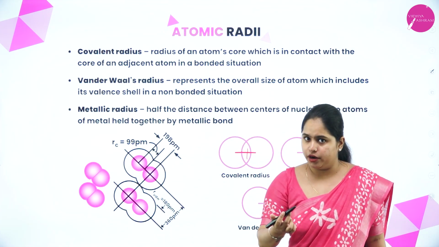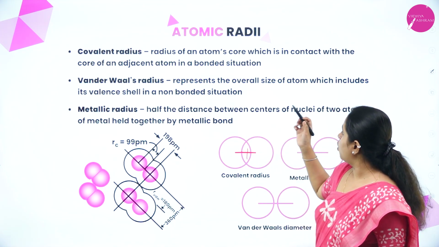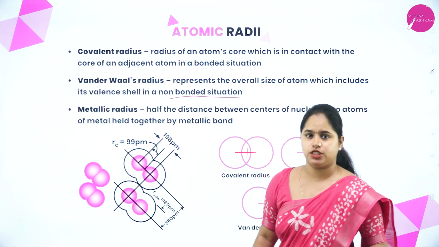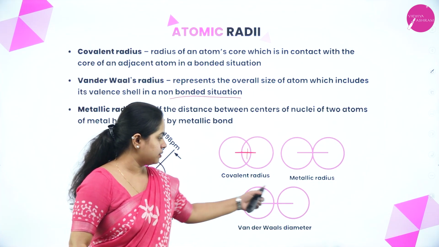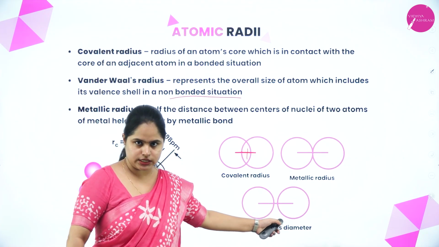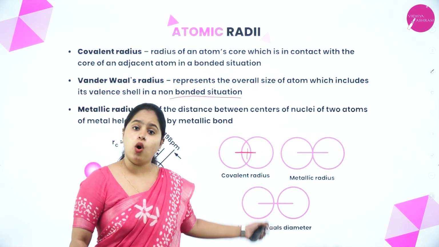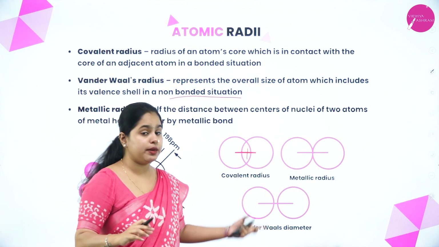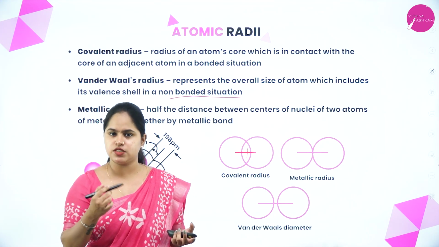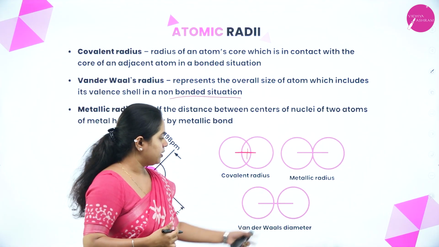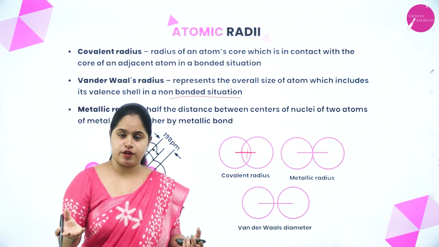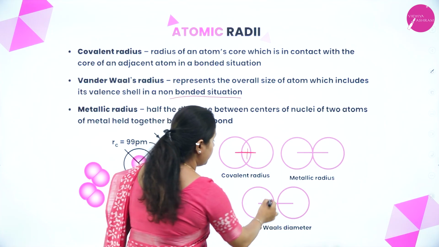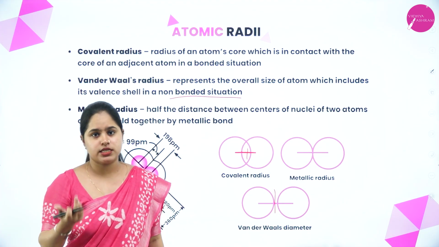Now what about van der Waals radius? It is in a non-bonded situation, right? It represents the overall size of an atom which includes its valence shell in a non-bonded situation. As you can see here, when the atoms are not bonded with each other, they are not touching each other in this diagram. These two will be atoms of different molecules. Even this we studied in the last chapter. So for atoms of two different molecules in a non-bonded situation, half of the internuclear distance between them gives the van der Waals radius, right?